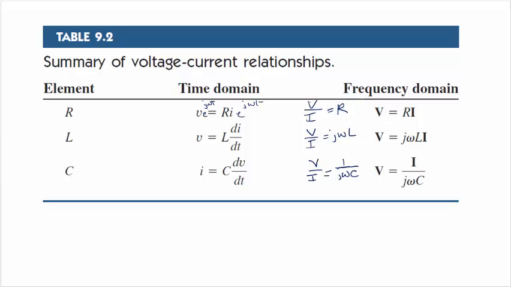What are the units here? Voltage divided by current is ohms. Voltage divided by current is ohms. Voltage divided by current is ohms. But I have j omega L and 1 over j omega C, and I'm telling you right now that the units are ohms. This leads us into how we are going to define what impedance and admittance are. So let's go on.